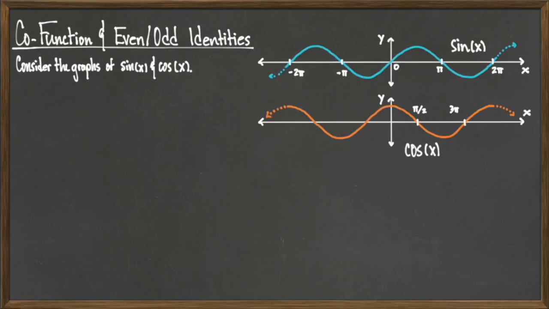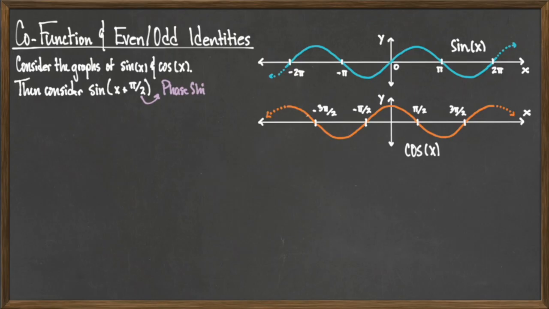The last set of identities that we'll look at are the cofunction and even and odd identities. First, let's recall what the graph of sine and cosine look like. Now consider the function sine of x plus pi over 2. This is a sinusoidal function with a phase shift of negative pi over 2. This means that I'm going to take the sine function and shift it to the left by pi divided by 2 units. When I do that, it actually turns out that I get the exact same graph as the cosine function. In other words, I've established the identity cosine of x is equal to sine of x plus pi over 2.